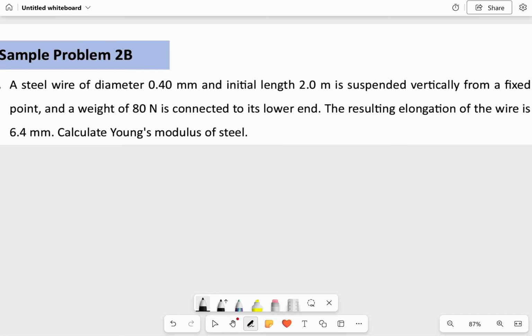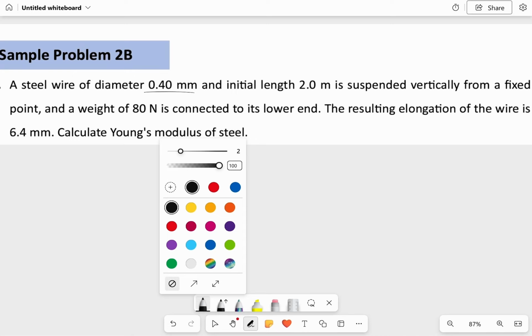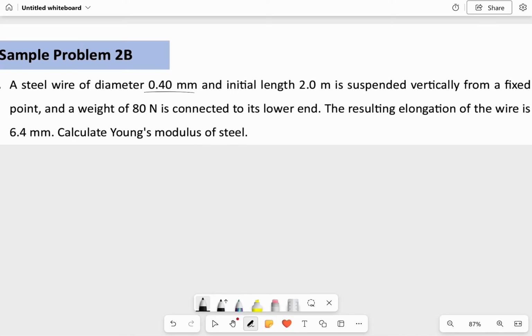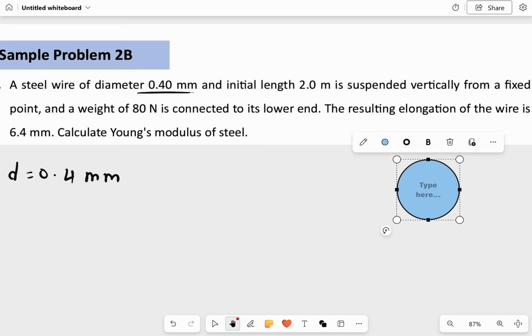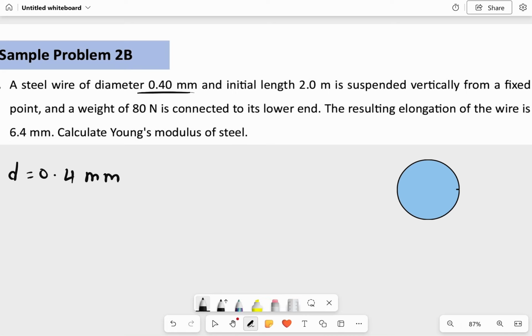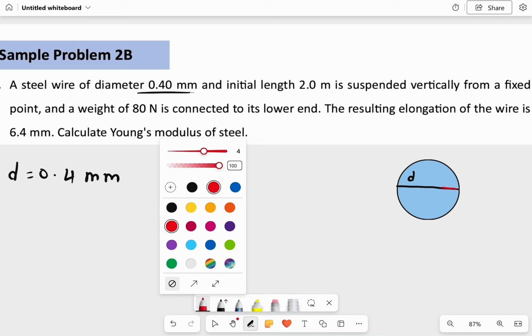a steel wire of diameter 0.40, sorry. Now, whenever you have diameter, guys, the diameter is equal to 0.040, or just basically 4 millimeter. If you remember, the diameter of a circle is equal to the length from edge to edge. The radius is half of the diameter, from the edge to the center. This is called the radius.